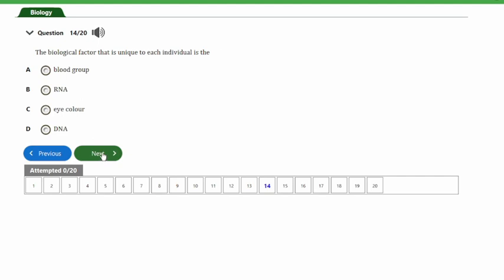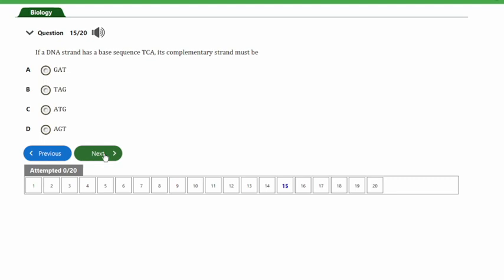So let's look at the next question, guys, and that's question number 14. It says, the biological factor that is unique to each individual is the A. blood group, B. RNA, C. eye color, D. DNA. So guys, I believe you must have guessed rightly the answer to this question already, because this seems very easy for you guys, and the answer, like we should know already, is the DNA, and that's option D. So let's look at the next question, guys. Question number 15. We are heading to the end already.